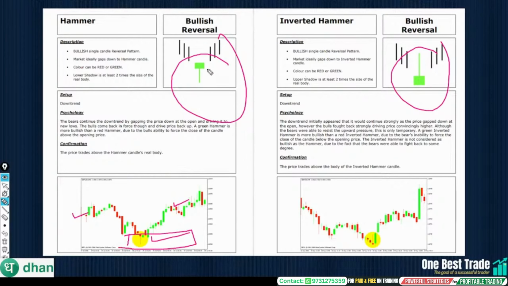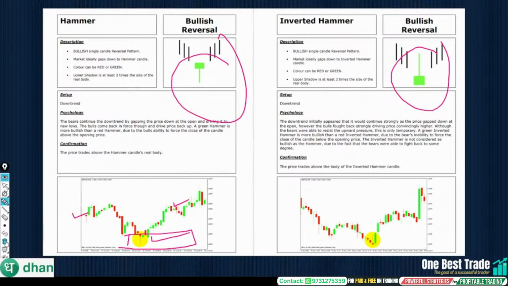This hammer should come at the right level. Then only you need to give it weightage. It should come at a demand zone, at a support level, at the highest open interest level, where the put writing is high, or it should coincide with a higher time frame swing point or a pivot point. Then you need to give weightage. Otherwise, you should simply ignore it. That is what you are going to learn.